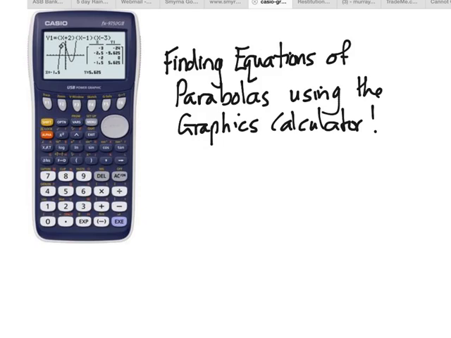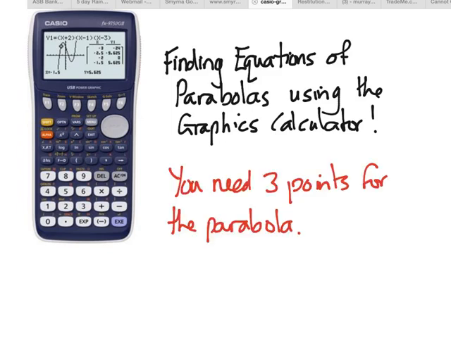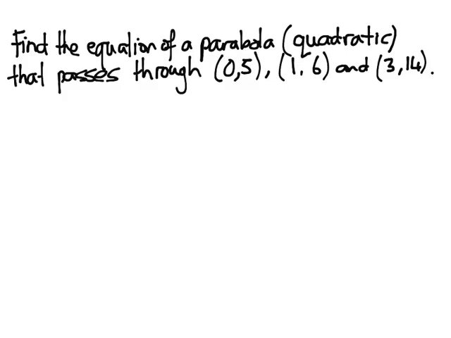Well, this tutorial is going to show you how to use the graphics calculator and make it easy. You need a minimum of 3 coordinates to find the equation of a parabola. Here's a good sort of question. We've got 3 points. We want the quadratic or parabola equation, and we can draw it, or else we could be a bit smarter and use our calculator.